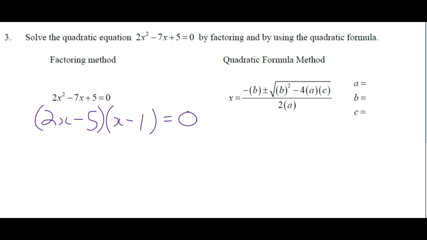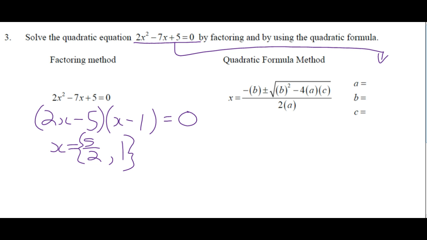So what is x? 5 over 2 and 1. Put nice curly brackets around it, since it's a solution set, a set of numbers: 5 over 2 and 1. Okay, the quadratic formula should give us the same answers. Otherwise, it's not a very useful thing. If I do it this way I get one set of answers, and if I do it that way I get something else?